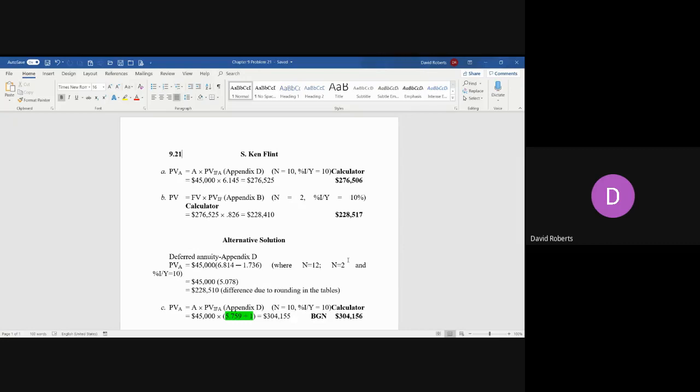So you change N to be 2. You need to make sure that you put the 276,525 as FV. 0 is your payment, and then you compute PV, and you wind up with 228,517.